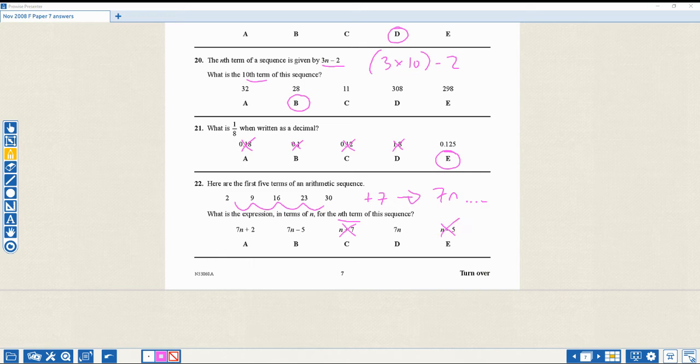If you wanted, you can put your position terms above it. So 1, 2, 3, 4, and 5. So for example, if you take the first term here, 7 times 1 is 7, but we want to get 2, so we have to take away 5. Check it with 2. Okay, 7 times 2 is 14. We want to get 9, so we have to take away 5 again. So the nth term is 7n, take away 5. That works for them all. Don't forget the nth term is the position to term rule. So what do you do to the position to get to the term?